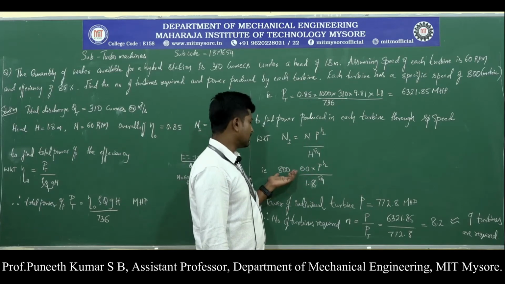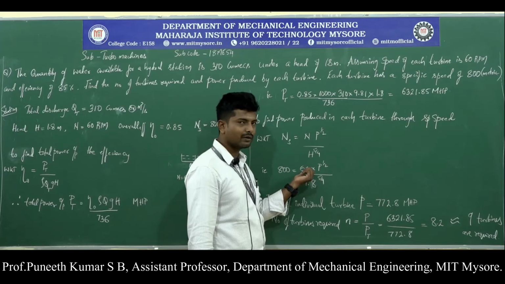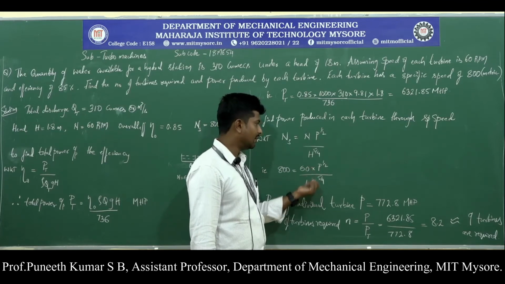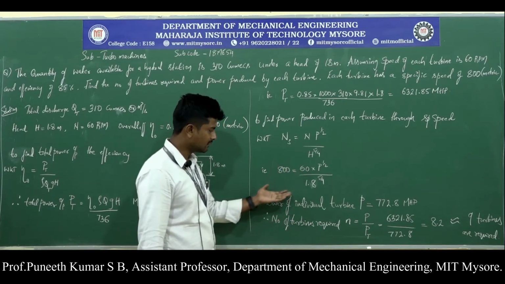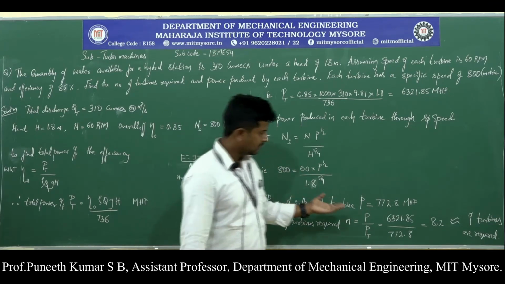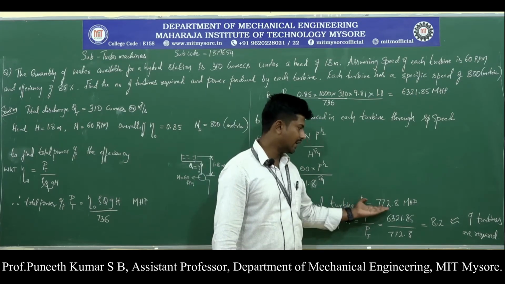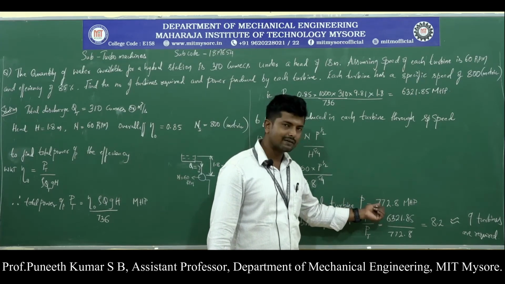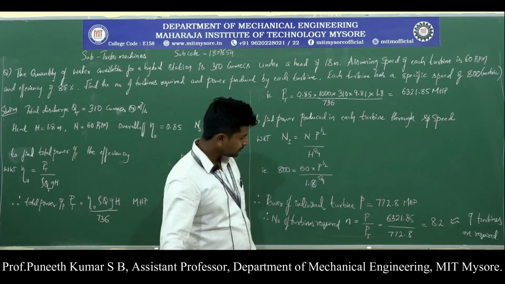So I have substituted 800, which is given in the data. 60 is the RPM of the individual turbine, and 1.8 meters is the available head. After solving this, the power produced by the individual turbine is 772.8 metric horsepower.